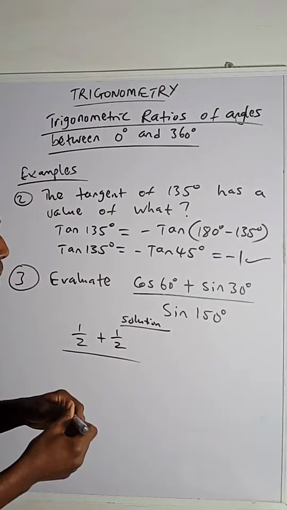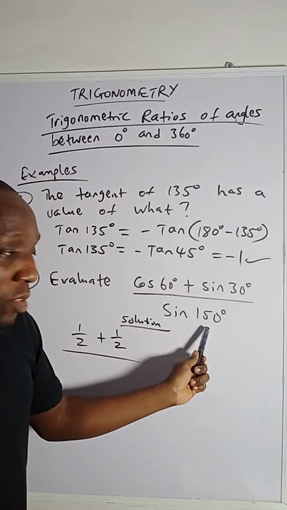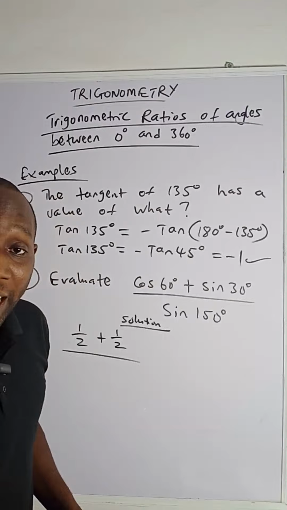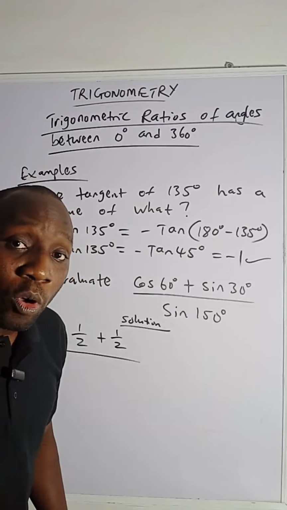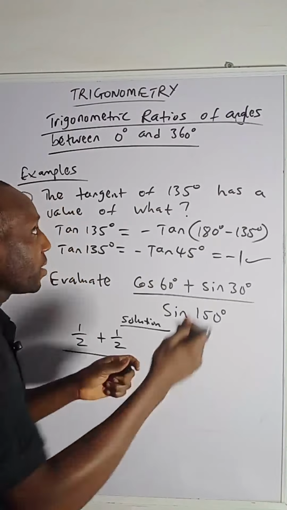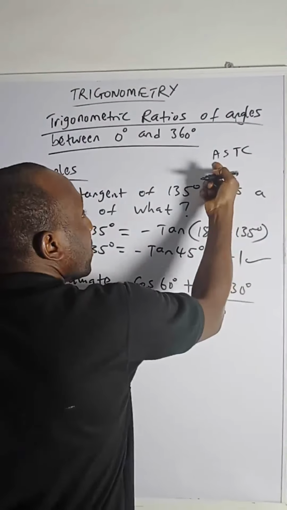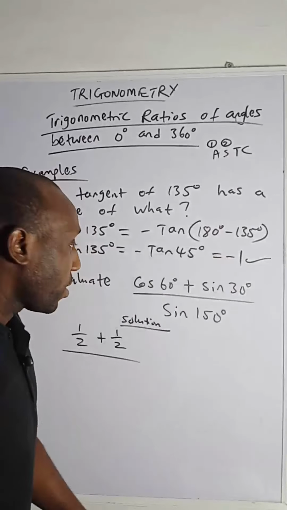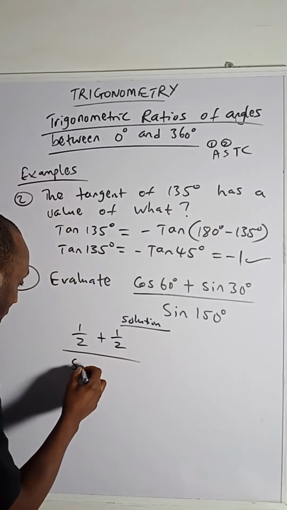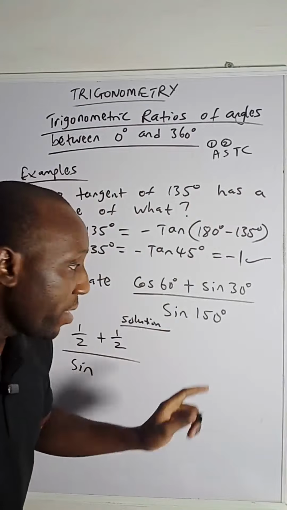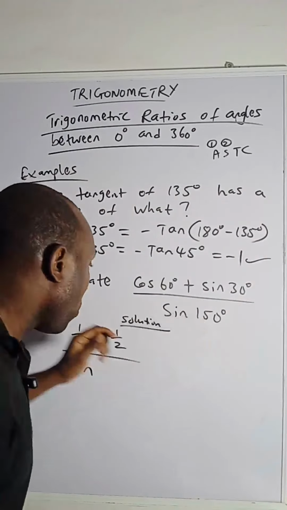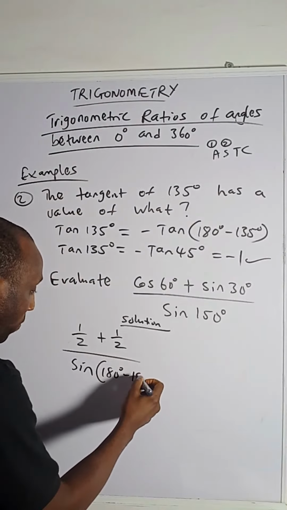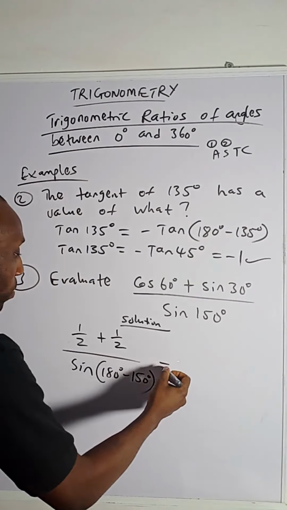All divided by, but what about sine 150 degrees? 150 degrees is in the second quadrant. And like we said, sine is positive in the second quadrant: ASTC. So you are going to have sine. The formula is 180 degrees minus theta, minus the angle. So in bracket, I'm going to write 180 degrees minus 150 degrees.